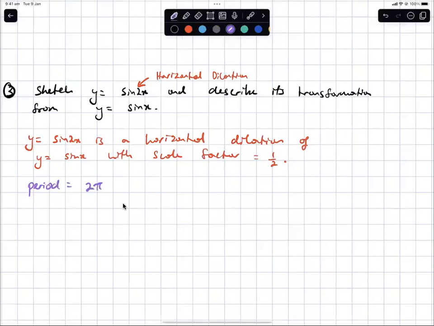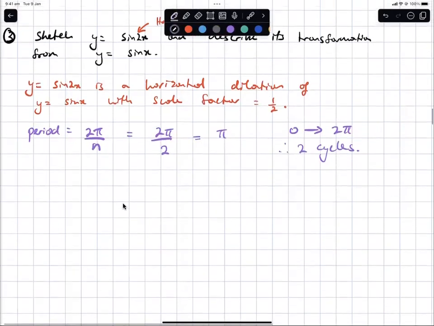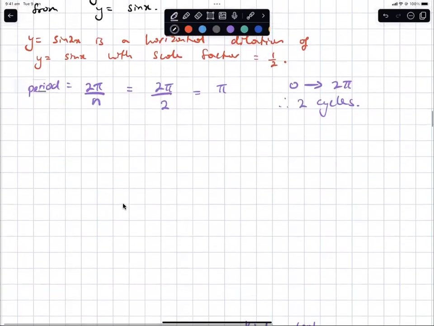Remember, the period of sine is 2 pi divided by n, where n is whatever number is attached in front of the x. So the period in this particular case will be 2 pi over 2, which is just equal to pi. So every single pi, we're going to have a complete sine graph. That means if we graph this from 0 to 2 pi, which we will in just one moment, we're going to have 2 cycles.